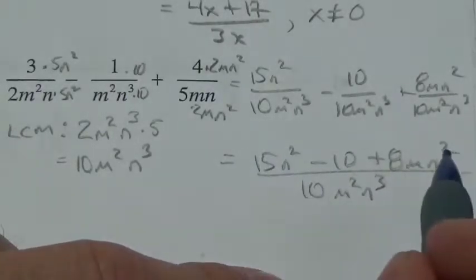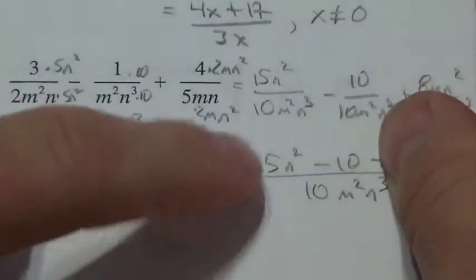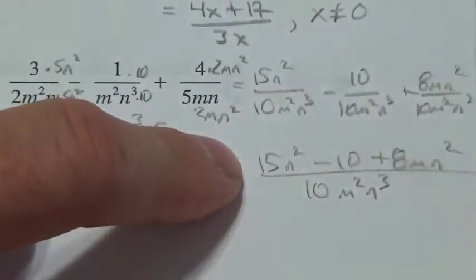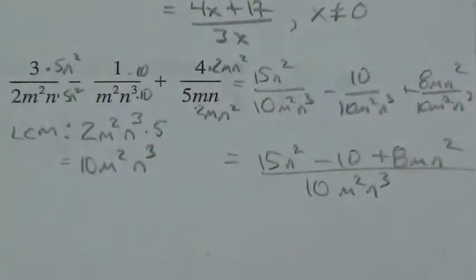There's no factors that are all common. There's a 2 that's common to both of those, but not to the 15. There's a 5 common to both of those, but not to all 3. Like, there's really nothing I can do to factor that. Okay?